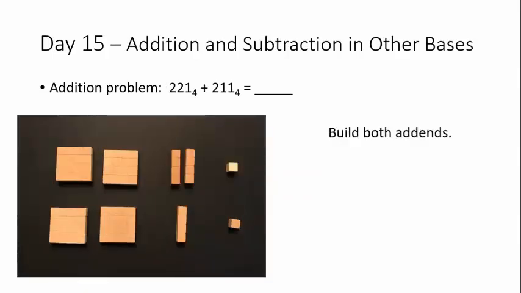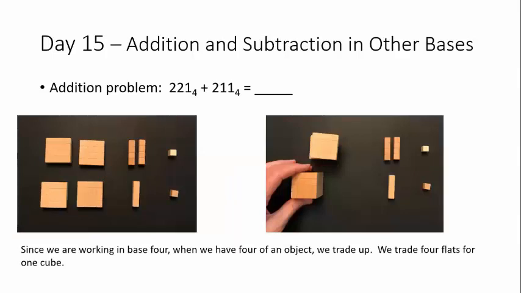Here's another addition problem. 221 base 4 plus 211 base 4. We want to build both addends. After the addends are built, we think about what sort of trades we might need to make. You'll see that you have a total of 2 units. You've got 3 rods and you've got 4 flats. The 4 flats will be traded up for a cube.